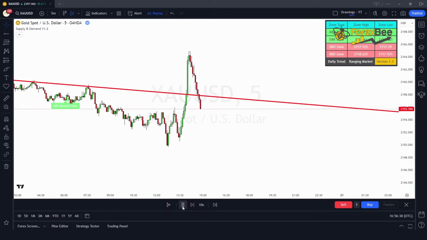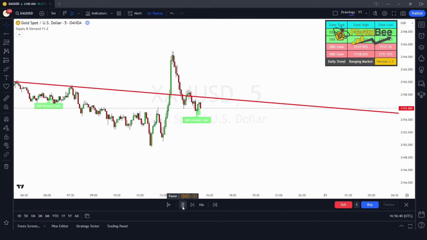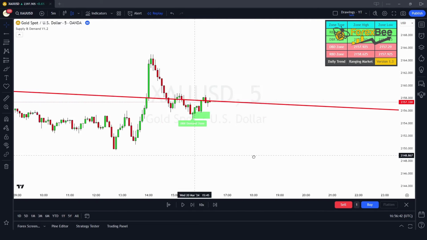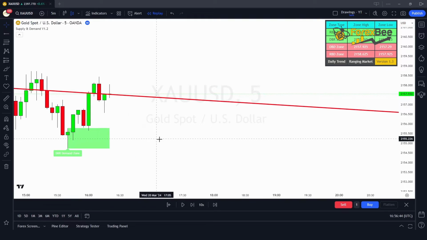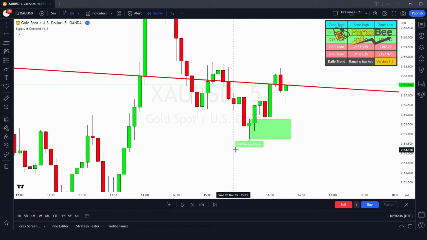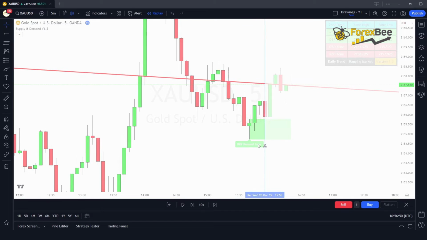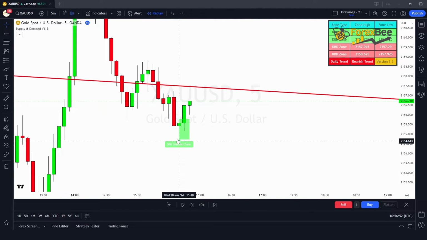Now if we just play the market, here you can see the formation of this drop base rally demand zone. And if I move the market till here, as you can see, right at the next candle after the formation of this demand zone, we know that there is a formation of this demand zone.